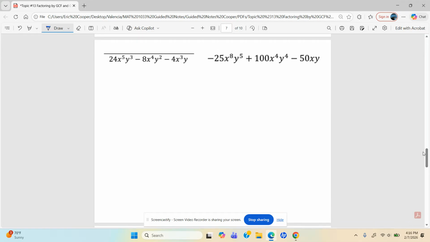Two more problems to look at here. Again, we're going to look at what is the biggest number I can take out of 24, 8, and 4. I see a 4 here. 4 can go into both 8 and 24. So we're going to take out a 4.